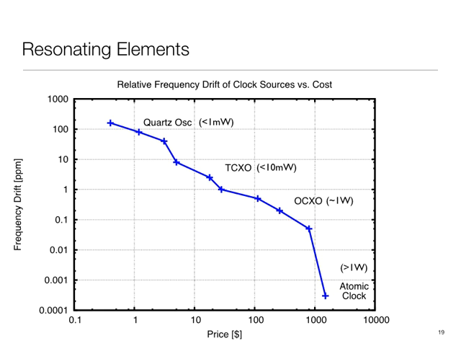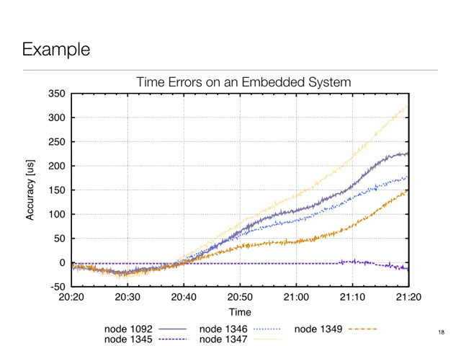Okay, so back to our lecture. Last time around, I was talking about the imperfections in clocks, which help a computing system keep time.